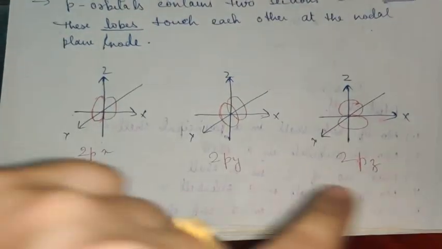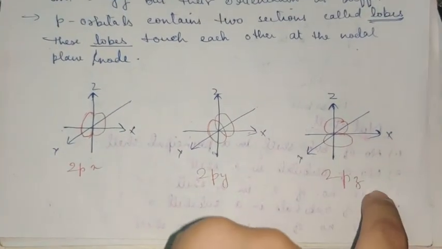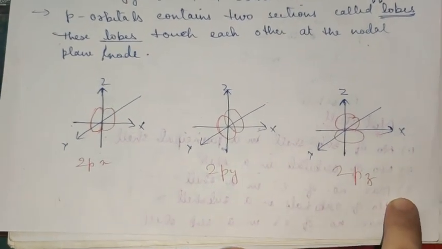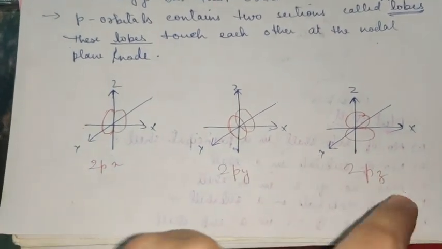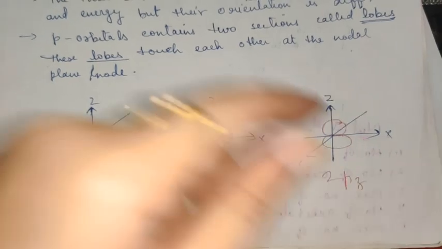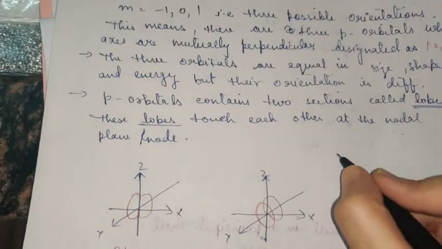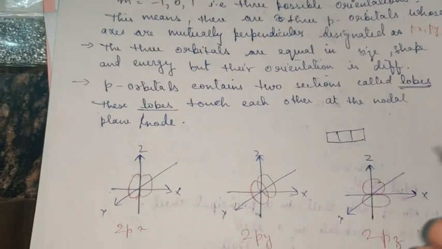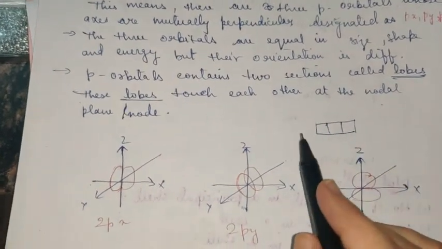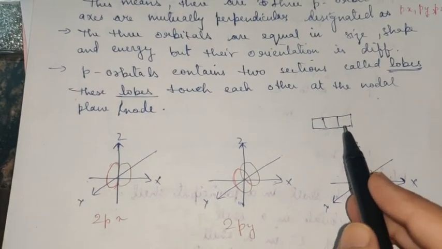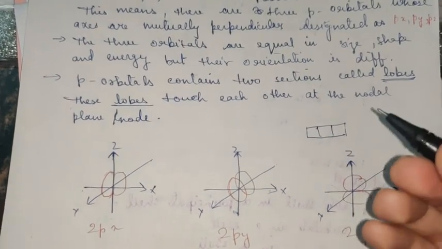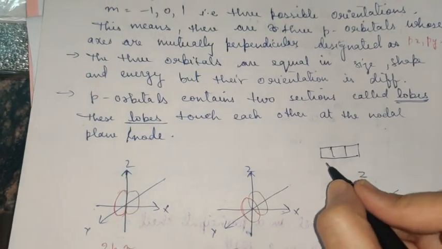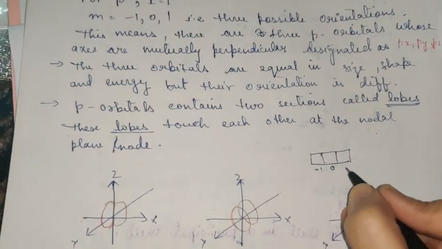You cannot specify that this is -1, this is 0 and this is +1, but there are three possible orientations around the three axes: px, py and pz. And if you remember, I told you we indicate it with the help of three boxes. To make it simple, we show the electrons in these boxes, which we designate as orbitals, and this is -1, 0 and this is +1.